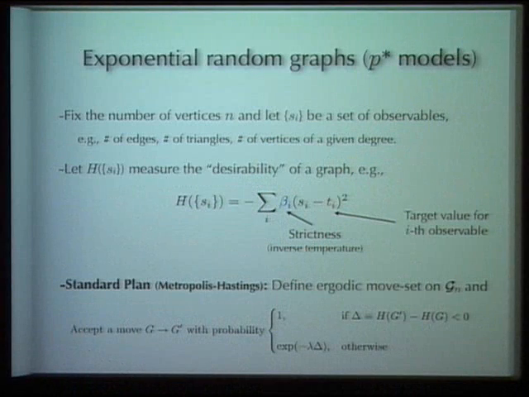And now that we have our nice statistical mechanics setting, we just take the standard route. We apply Metropolis Hastings. We take the set of all graphs. We define some ergodic move set on this set of graphs. We'll see a very simple one shortly. And then we just do Metropolis Hastings. If something lowers the energy, we always take it. Otherwise, we accept it, but the higher the energy that we have to go up, the less likely we are to do so.